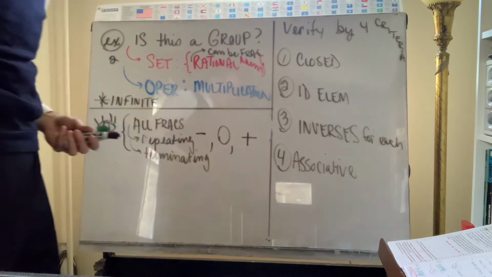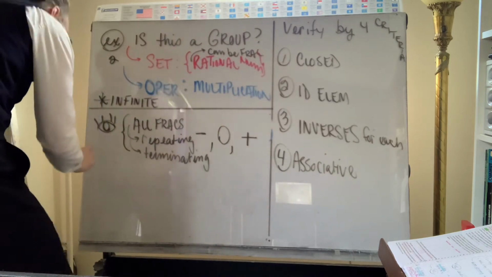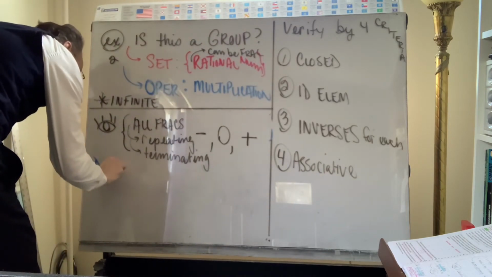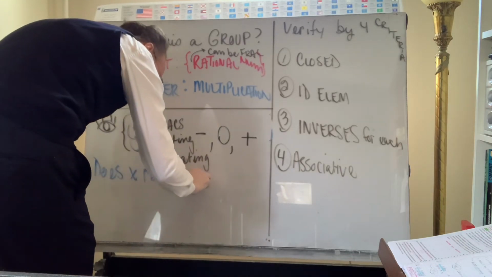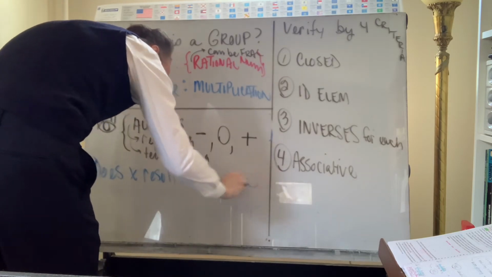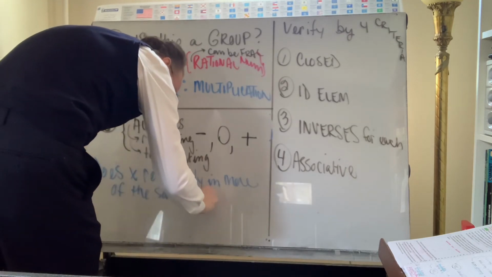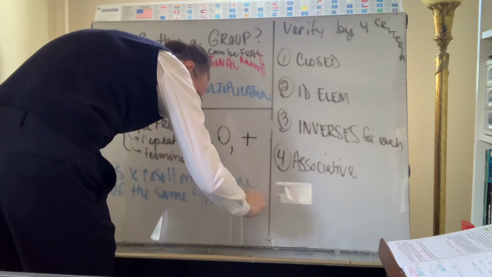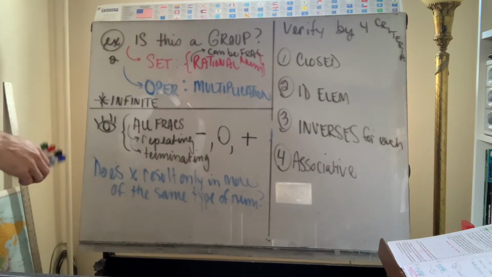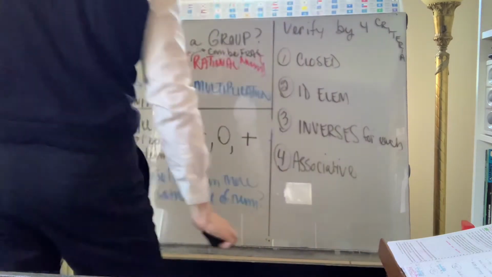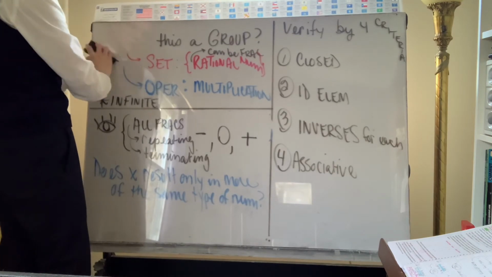All right, so the question of closure now becomes, does, in this case, multiplying result only in more of the same type of number? You could test a few. I'm a little short on space here, so I hate doing it, but I'll erase this.